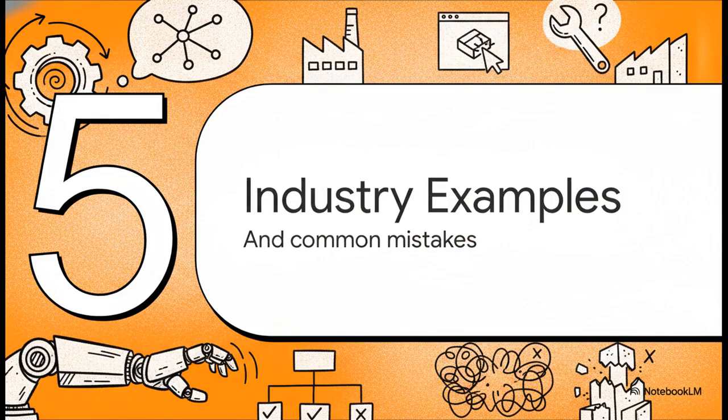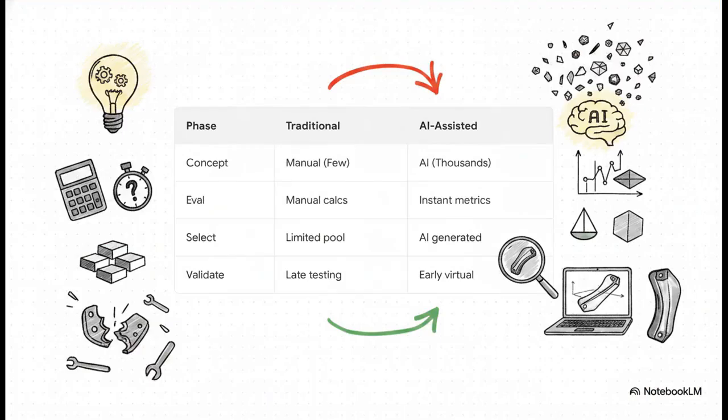Let's tie this together in Section 5. Industry examples and mistakes. Let's put this into perspective with an automotive bracket. In a traditional workflow, concept generation is entirely manual, so you only get a few designs. Performance evaluation requires time-consuming math, and validation leans heavily on late-stage prototypes.